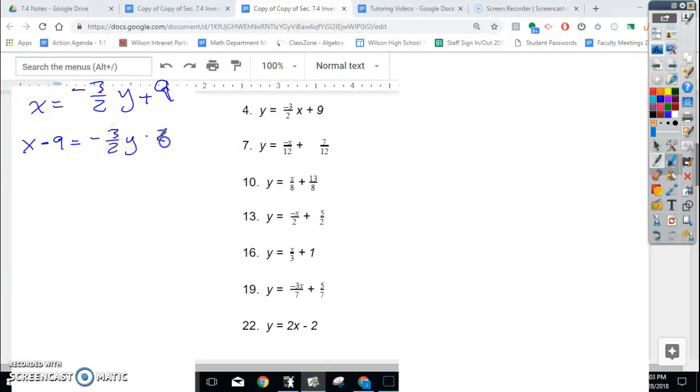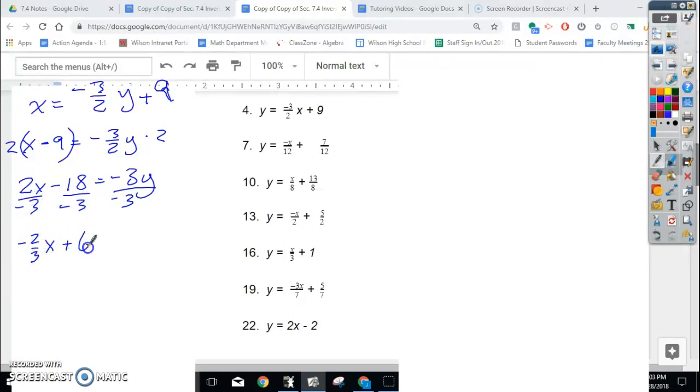I'm going to multiply by 2. Get rid of that fraction. So this is 2x minus 18 equals negative 3y. I want to divide by negative 3. So negative 2/3 x plus 6 equals y.